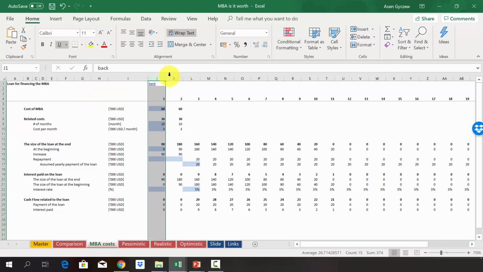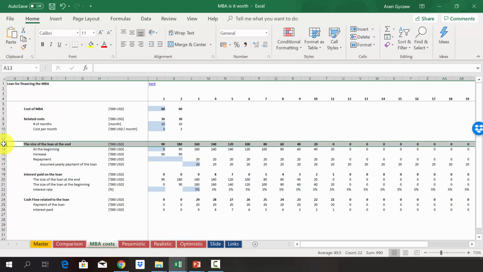When we look at this table, we look at the perspective of 20 years. So as you can see, each and every column is a separate year. So this is year 1, this is year 2, and so on and so forth. Now, since we want to have a loan to finance this, we show here the size of the loan at the end of the year.